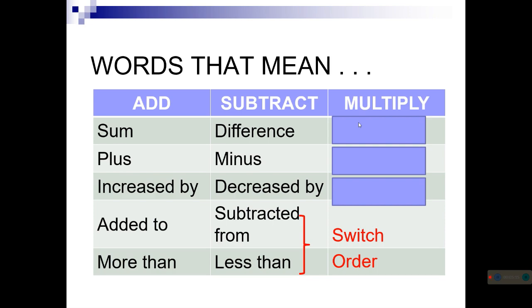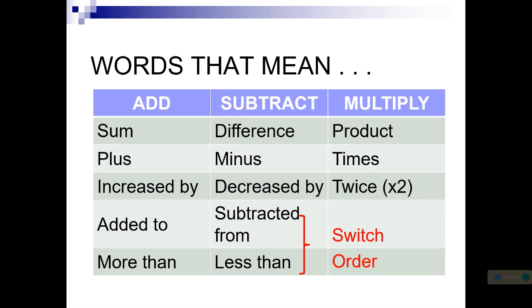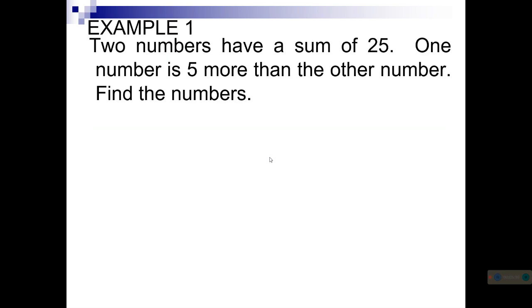Next, let's have the words that mean multiply. The first is product, times, and twice or times 2. Sometimes we also have thrice, or 3 times, or times 3. You have to take note of these clue words and phrases so that later you can use them in translating our problem, so that you can make your equations by simply applying your knowledge of these clue words and phrases. For our example problem number 1, we have two numbers with a sum of 25.